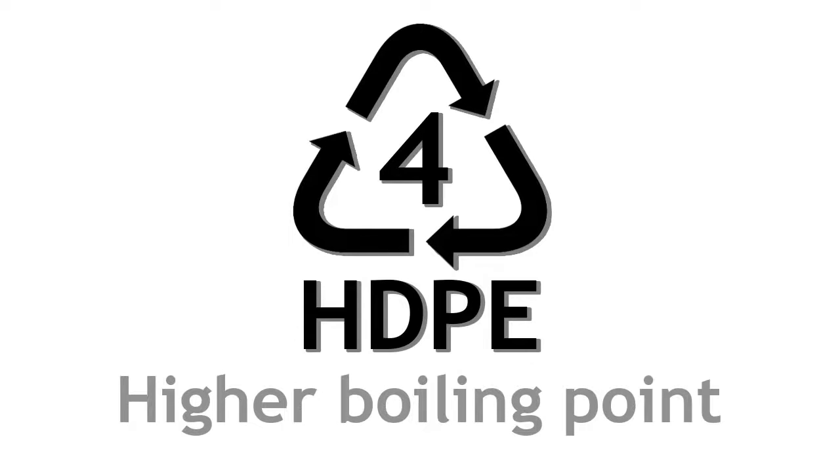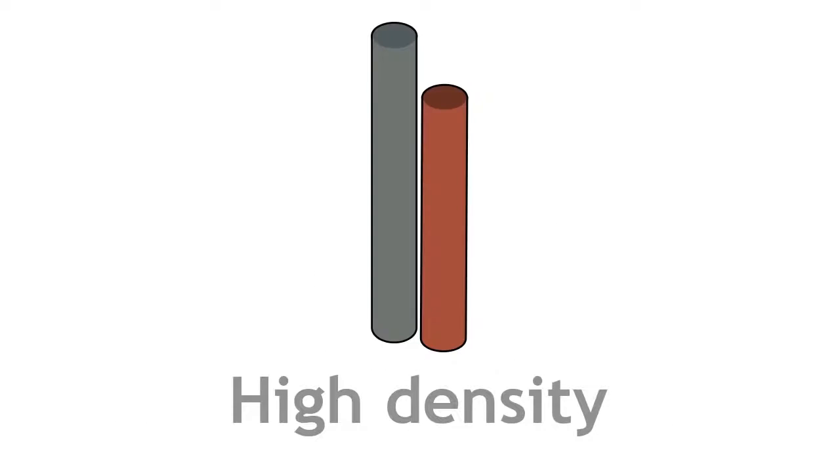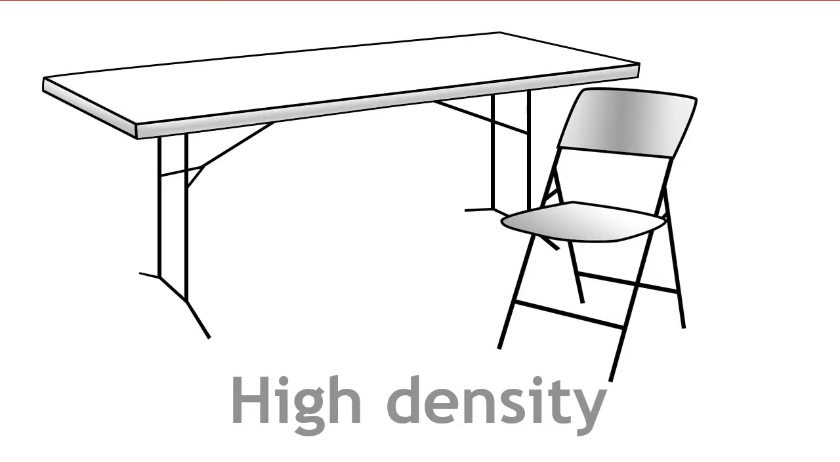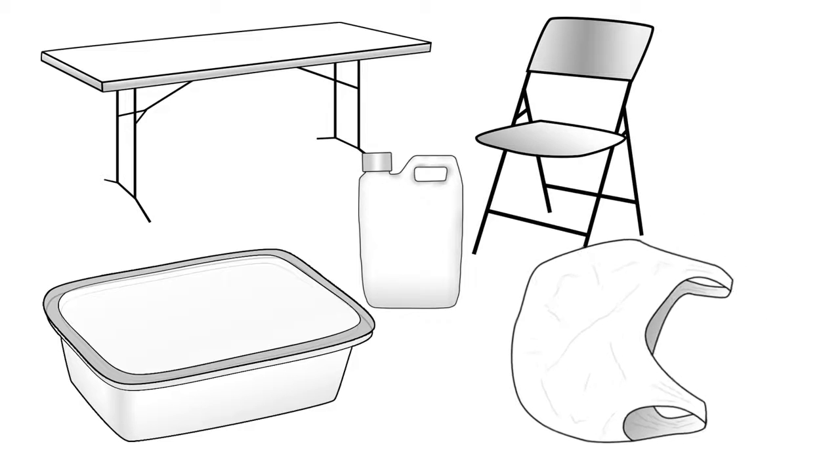It has many uses, some of which include plastic bottles, chemical and water pipes, food storage containers, and even folding chairs and tables. Now, by the end of this video, you should be able to write equations for the formation of polyethene and give examples of some uses of this polymer.